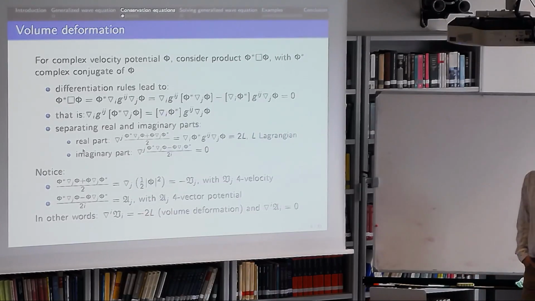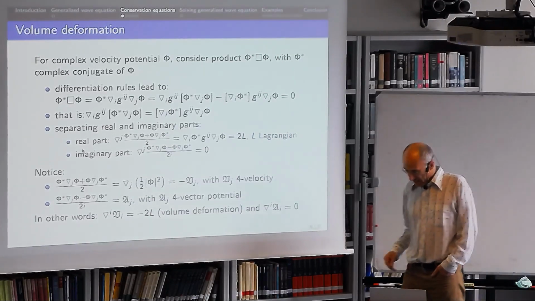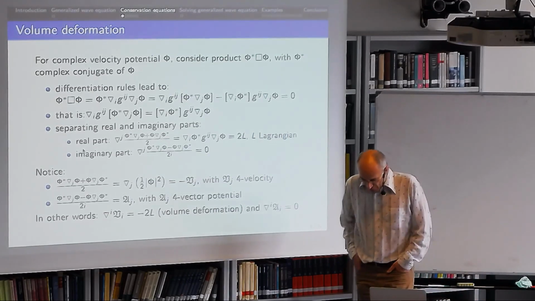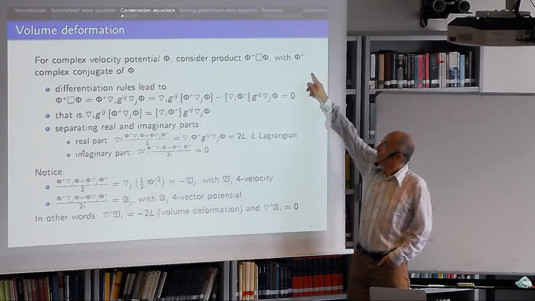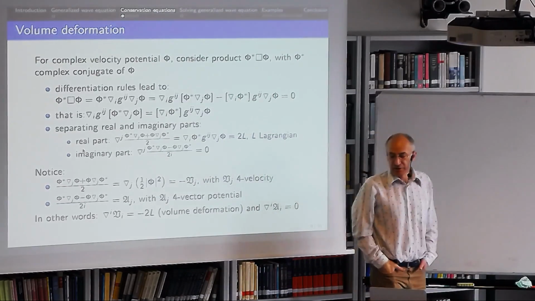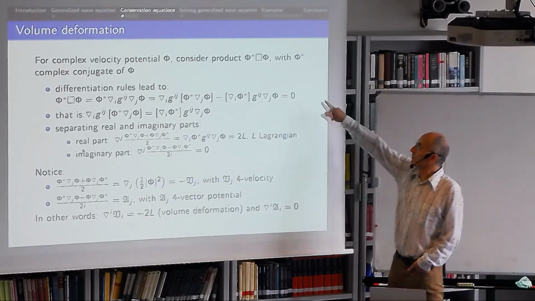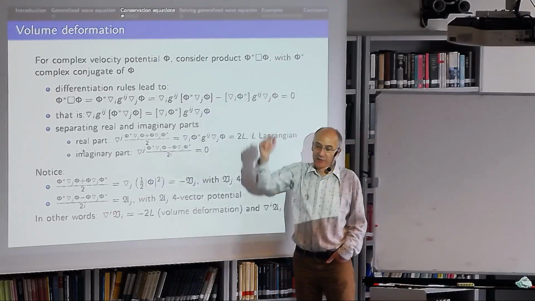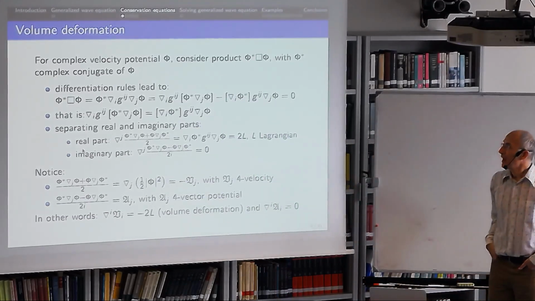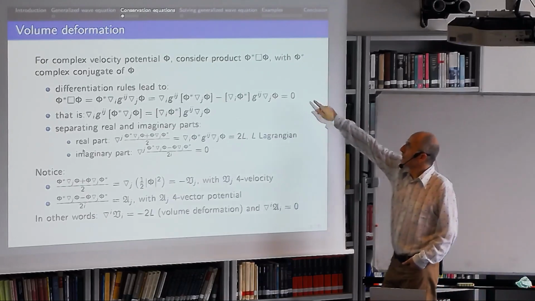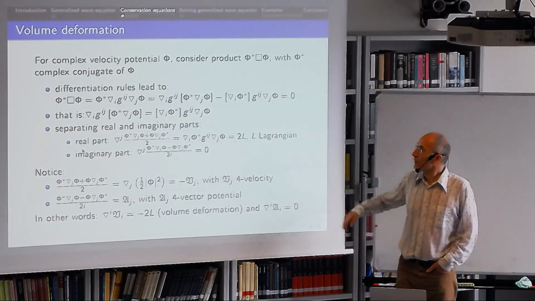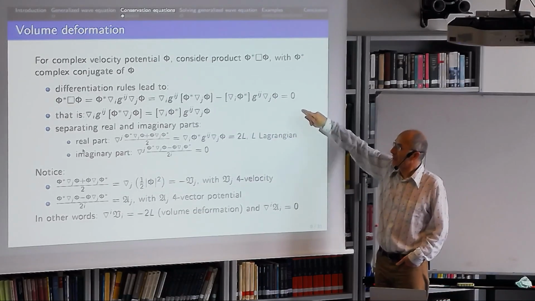So if we apply that to the product of the D'Alembertian of the velocity potential multiplied by the complex conjugate of this potential, then, due to the fact that for the wave equation the D'Alembertian is 0, we have an identity.